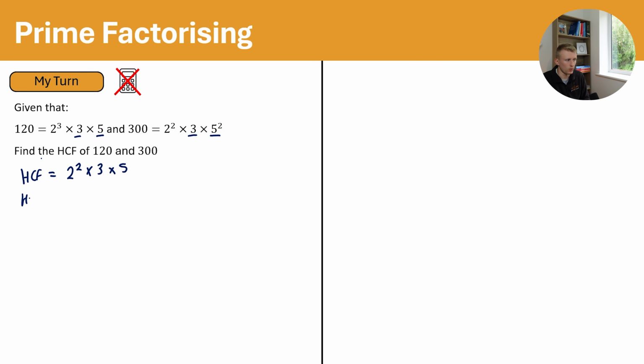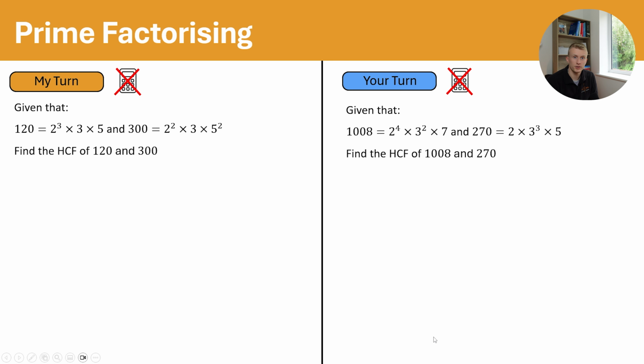We can then actually work out what our highest common factor is. 2 squared is 4 multiplied by 3 multiplied by 5. 4 multiplied by 3 is 12 multiplied by 5. And 12 multiplied by 5 is 60. So their highest common factor is 60. Pause the video and give this question a go. All right, let's run through it.